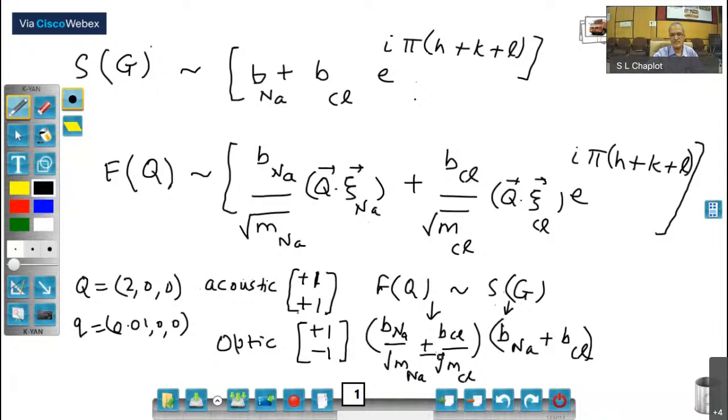How can I measure it? Because obviously at this point, the intensity would be very small. So for optic phonon, what I really want is that this term should become not +1 but -1. In that case, I can get a change of sign here.